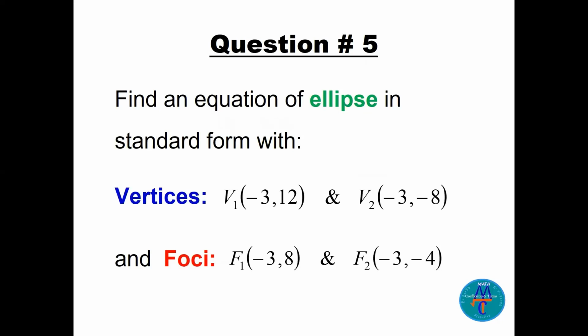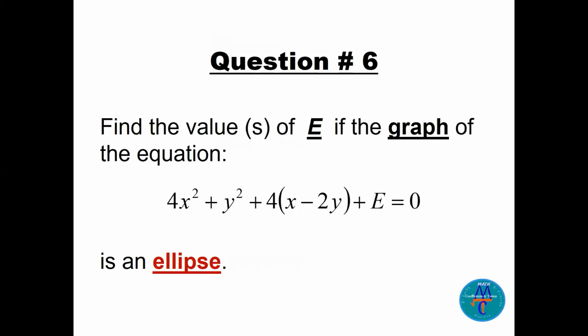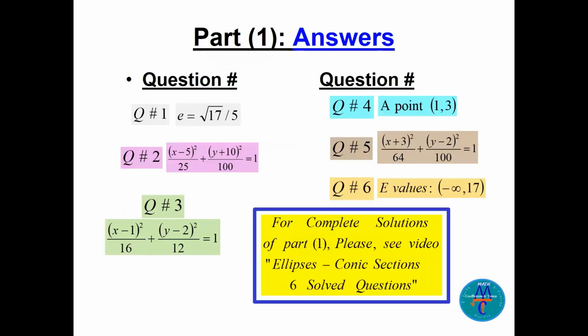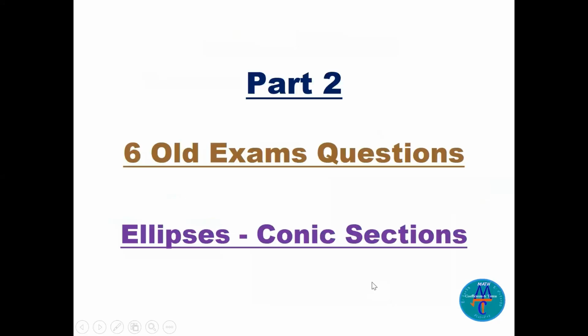We have the vertices, V1, V2. We have the foci also, F1, F2. Now, number 6, find the value of E if the graph of this equation is an ellipse. Try to think what is the value for E. Now here you find the answers for number 1, 2, 3, 4, 5, 6. For complete solutions of these 6 questions, part 1, you can see the video on ellipses, conic sections, 6 solved questions. Now part 2 will be 6 old exams questions about also ellipses.